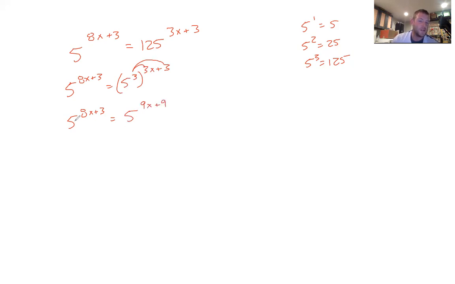And then my bases are the same, so I can just cross those off. And I get 8x plus 3 is equal to 9x plus 9. I can subtract off 8x, and I get 3 is equal to x plus 9. Subtracting off 9, I get x equals negative 6.